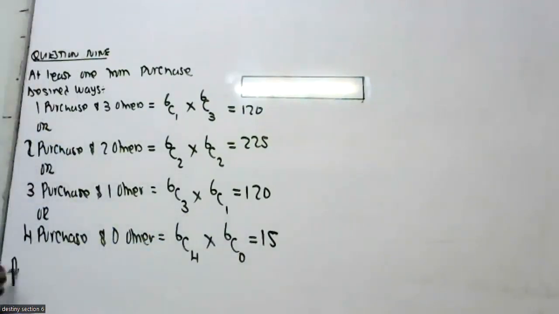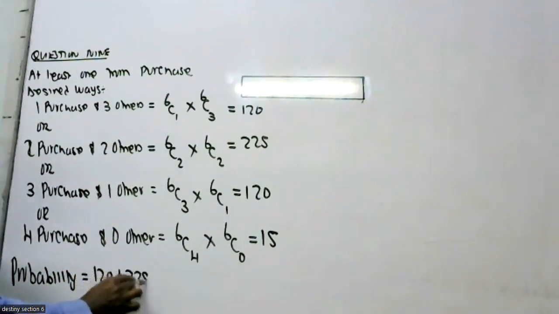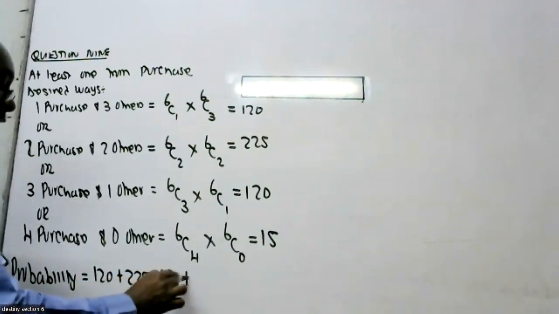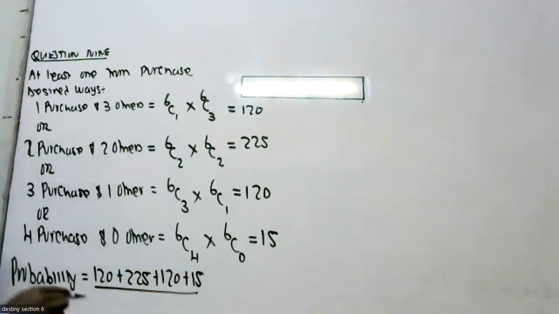So the probability will then be the desired ways, which are 120 plus 225 plus 120 plus 15. Now all these you divide by 495. That is what will give us the answer. So you have your answer.